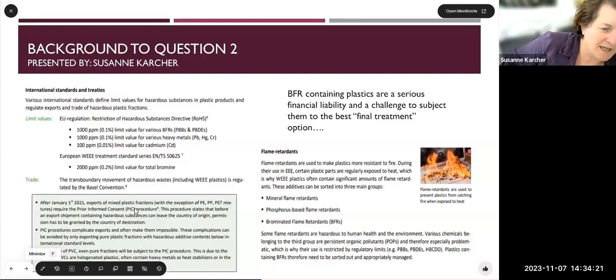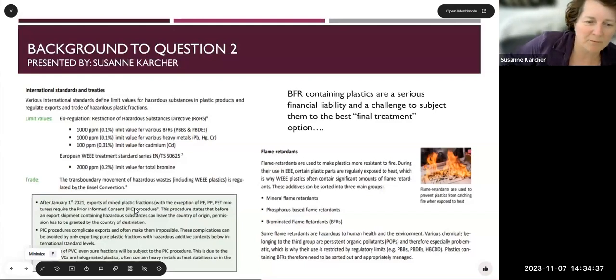And that means before you can export such a shipment containing any of those substances, when they are hazardous, you actually need, from the country that receives it, the permission that it grants you to be the country of destination.